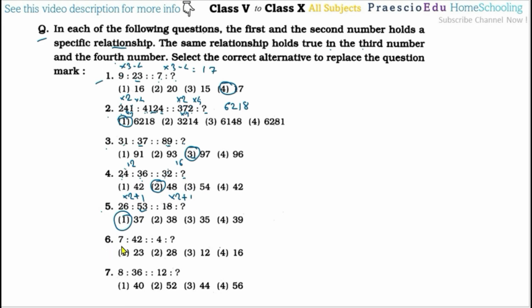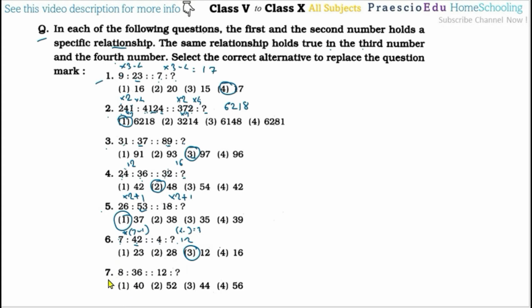Now question number 6, 7, 42. So then 4 and question mark. So 7, so multiply by this same digit, but from this digit we have to subtract the 1, means 7 minus 1 is a 6. So 7 multiplied by 6 is a 42. Likewise 4 minus 1 is a 3. So that 3 multiplied by the same digit is a 12. So this is given in option number 3.